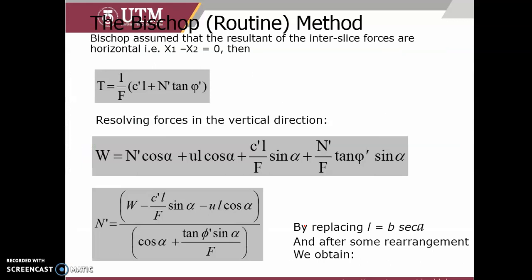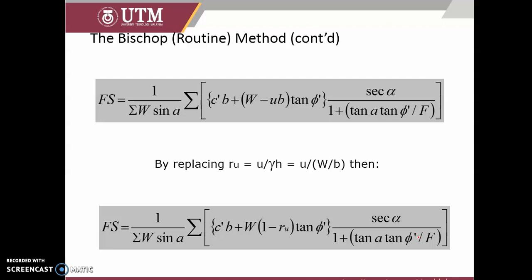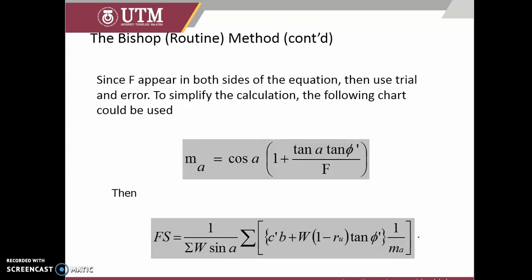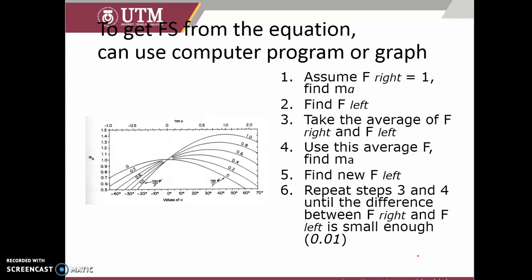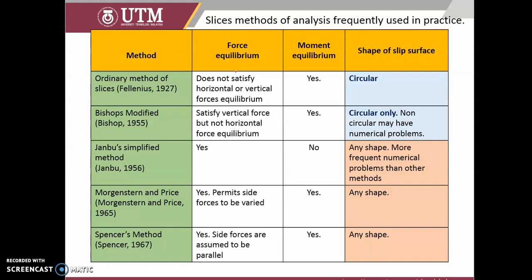We can also use the modified Bishop method, but this is quite difficult because we have to make a balance between the factor of safety before the symbol and after the symbol. Noted here, L is b secant of alpha. So we got the FS. It's quite difficult, so sometimes we need to use a computer program. So I think I stop here. You can read the rest.